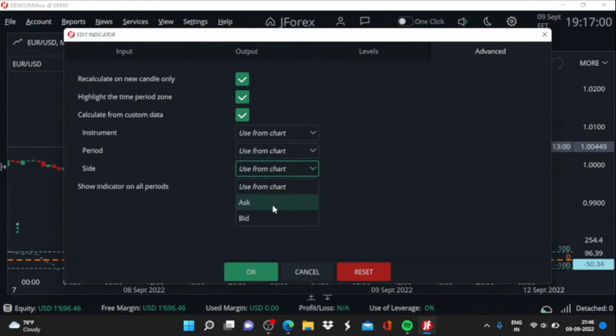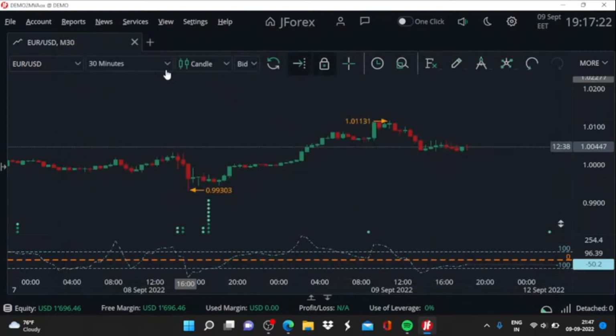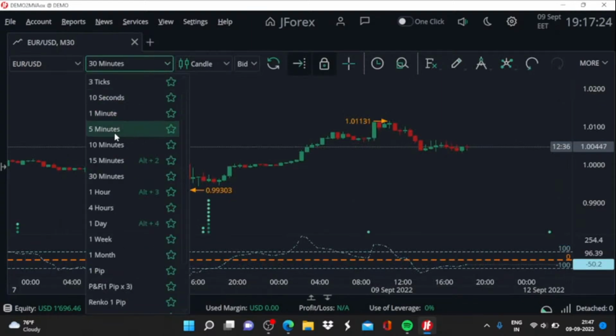The side can be ask or bid. There will be a slight difference in the output depending on which side you are using for the spread. The indicator, if you want it to be shown on all the candle periods whenever you change the chart's candle period, then you have to opt in for this. If you have opted out of this, then you will have to specify on which time frame this indicator should appear, and only on those time frames the indicator will be plotted.